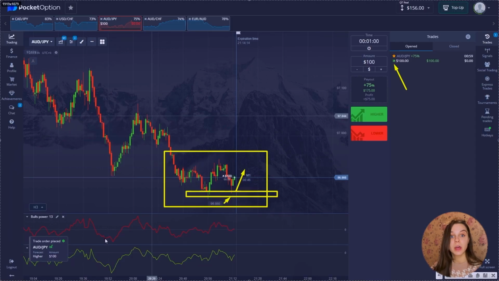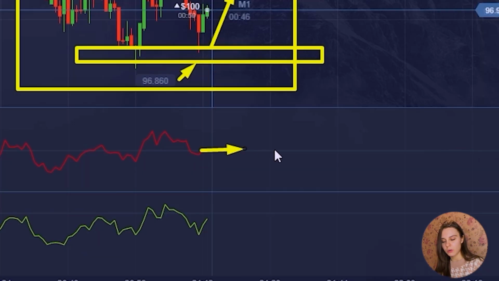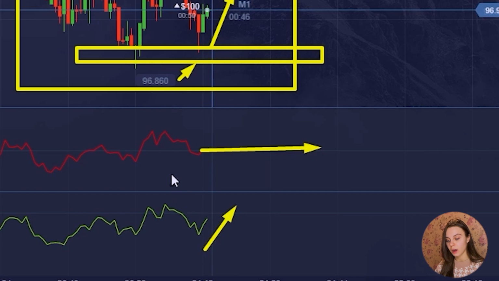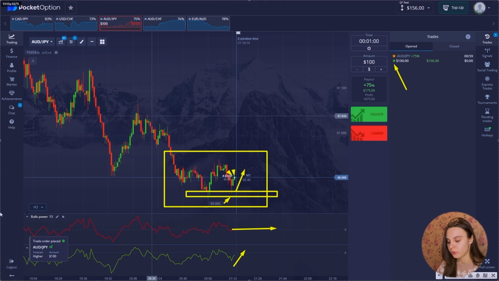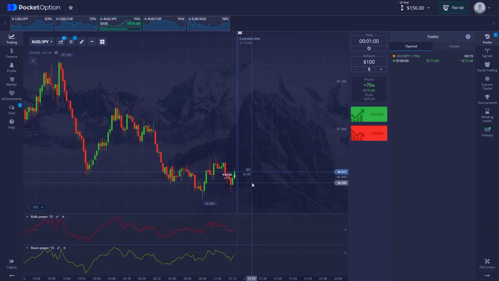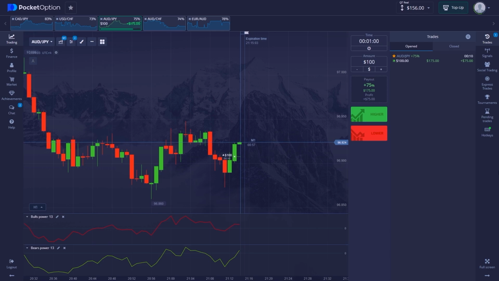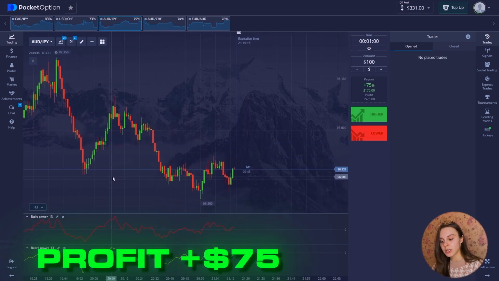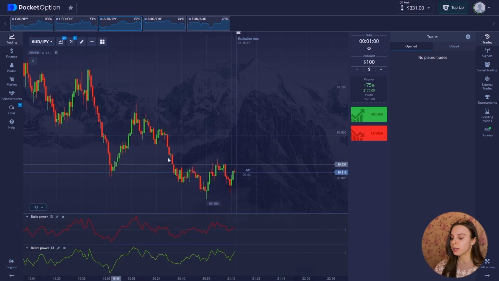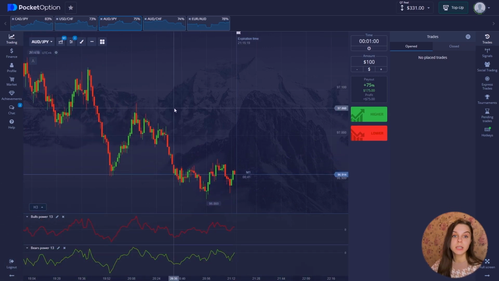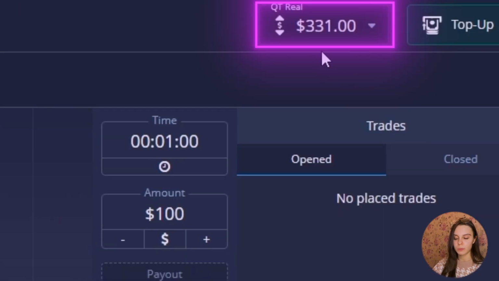Then we look at the bulls and bears power indicators and see that bulls are now in a neutral state. The bears prevail due to these small pullbacks. So let's observe our market. So we can see that this transaction was closed in a plus, fortunately, and our profit is $75. Now our balance is $331, and we are moving to the fourth currency pair.